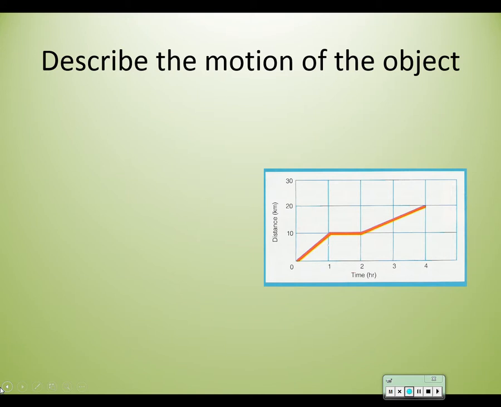All right, let's discuss. So, what's happening at the beginning of this graph? Okay, it's moving with a constant velocity, right? Second part of the graph, what happens? Stops. Third part of the graph, what happens? Moving at a constant velocity, but it's slower than the first constant velocity, right?